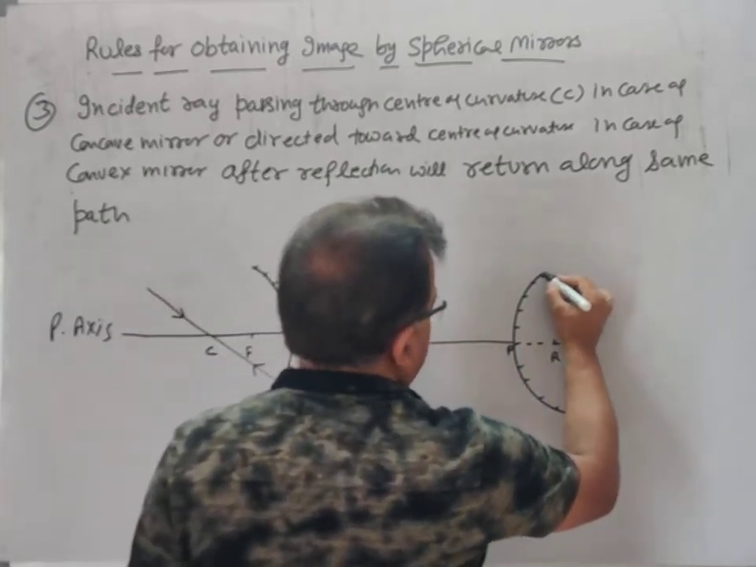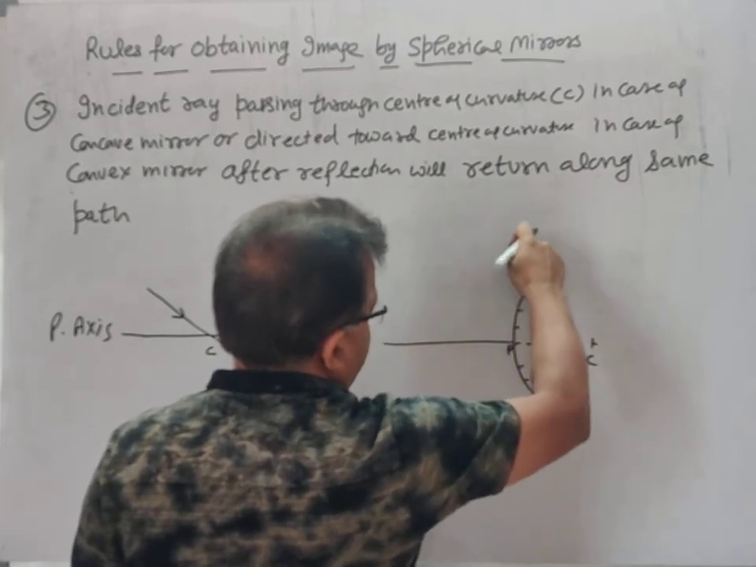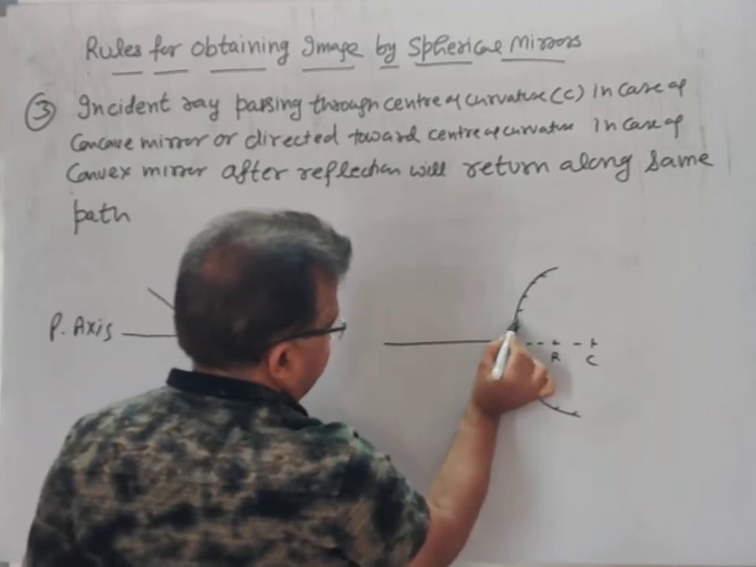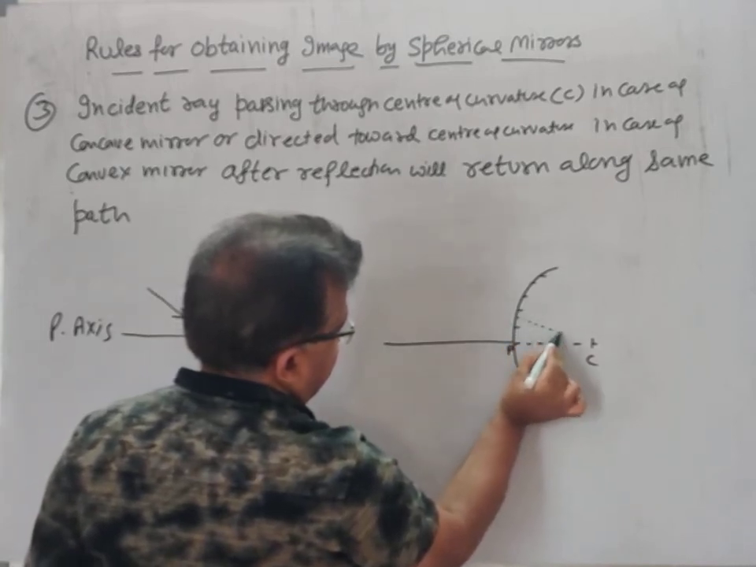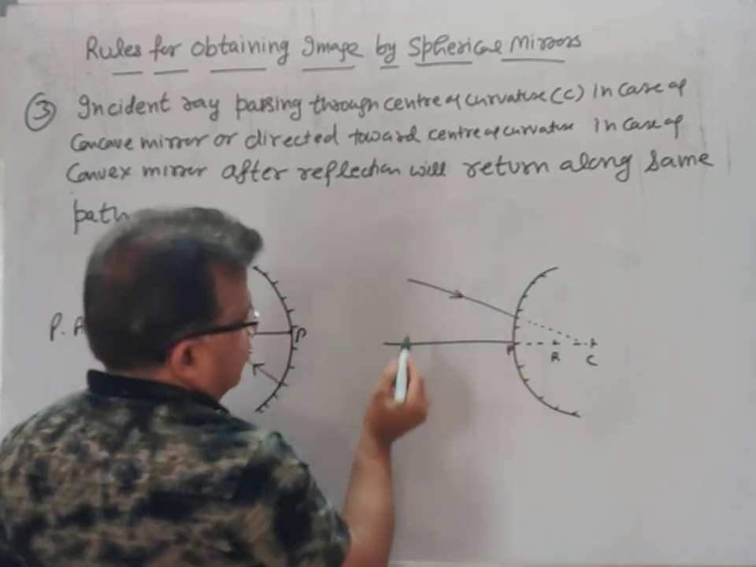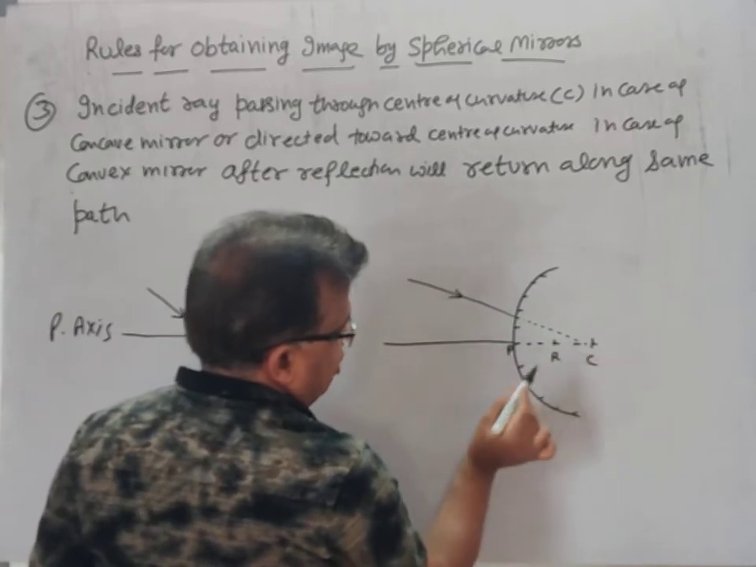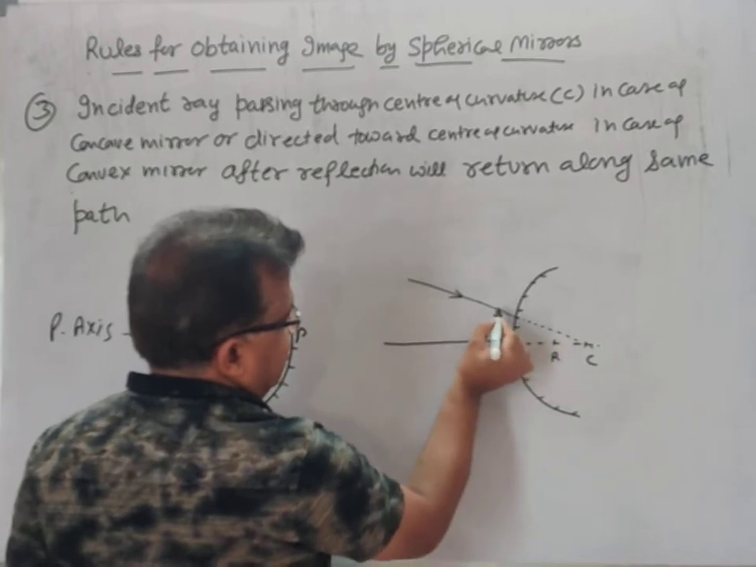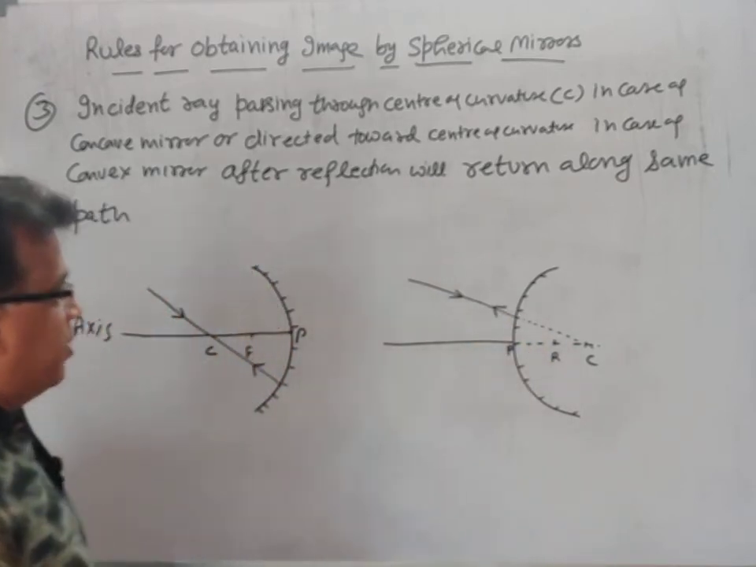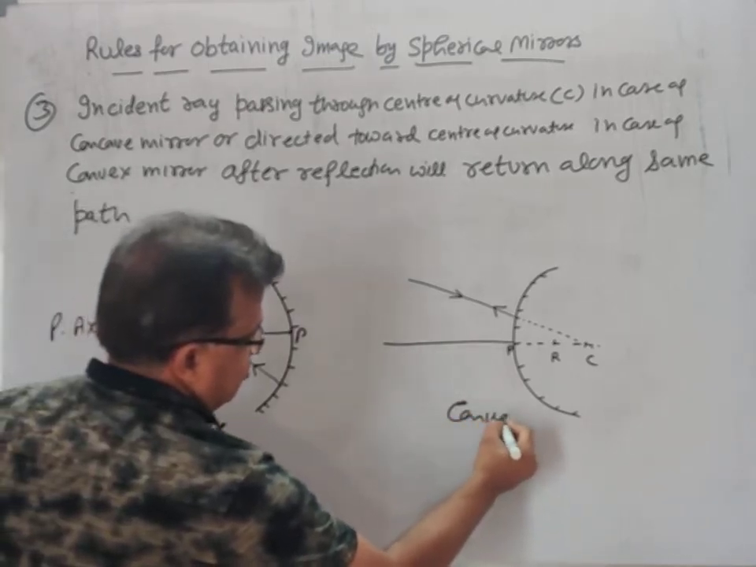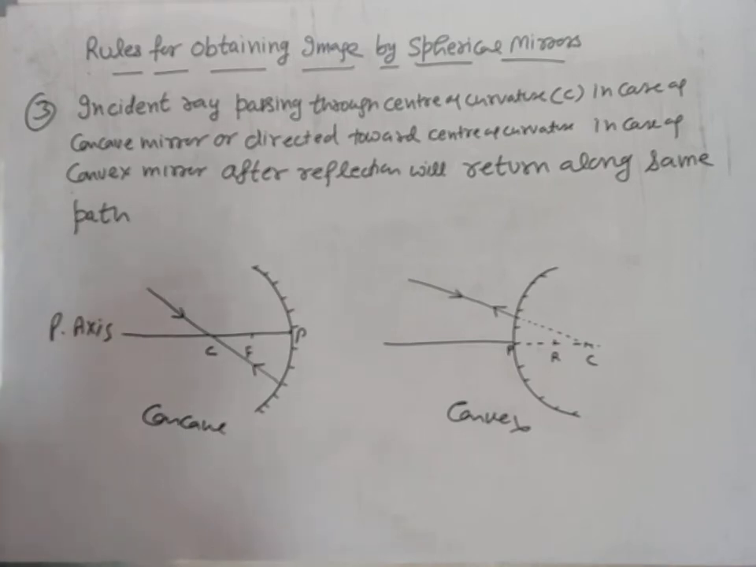Now it appears to come along the same path. If we can show like this, it appears that it will pass through the C, that is center of curvature, which is this point. Then it will be reflected back along the same path. It is concave mirror and that is convex mirror. So this is the third rule or law.